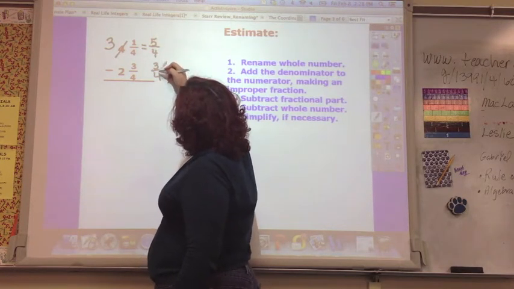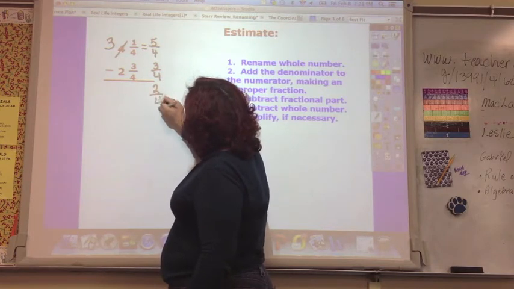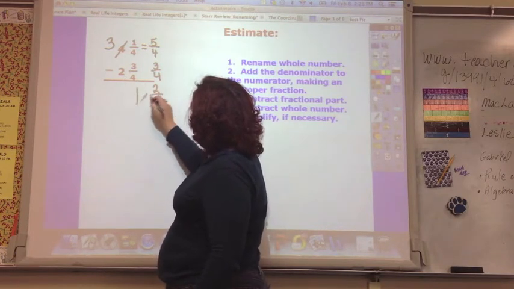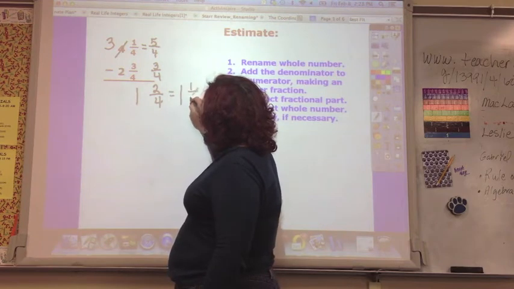And 5 minus 3 is 2/4. And 3 minus 2 is 1. And this simplifies to 1 and 1/2.